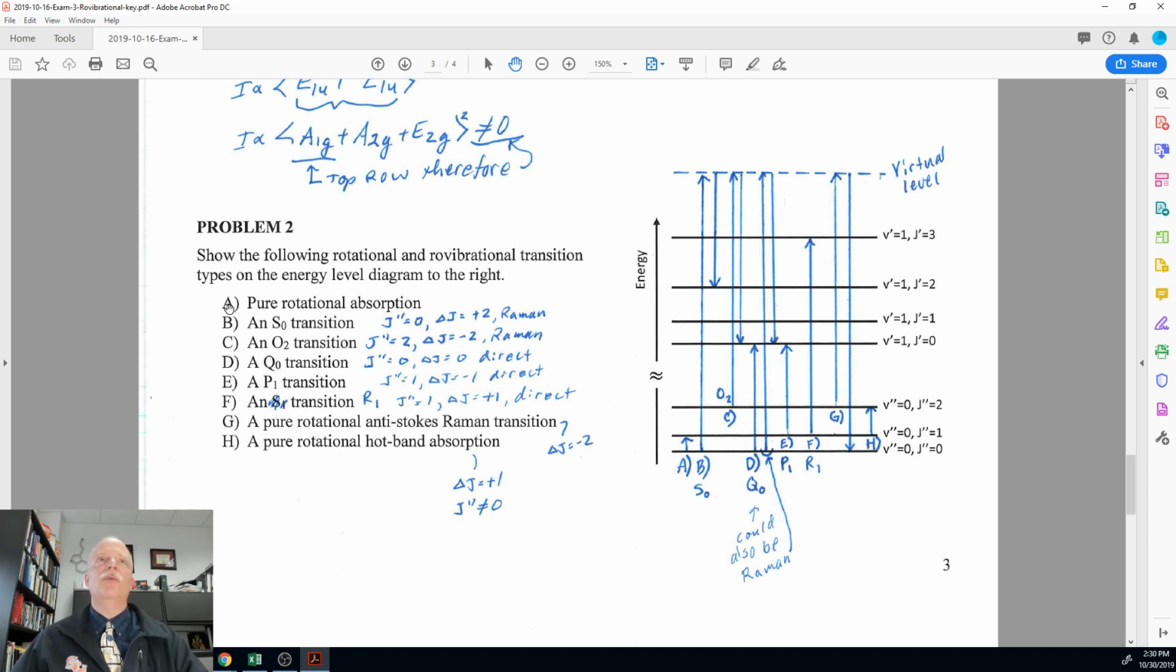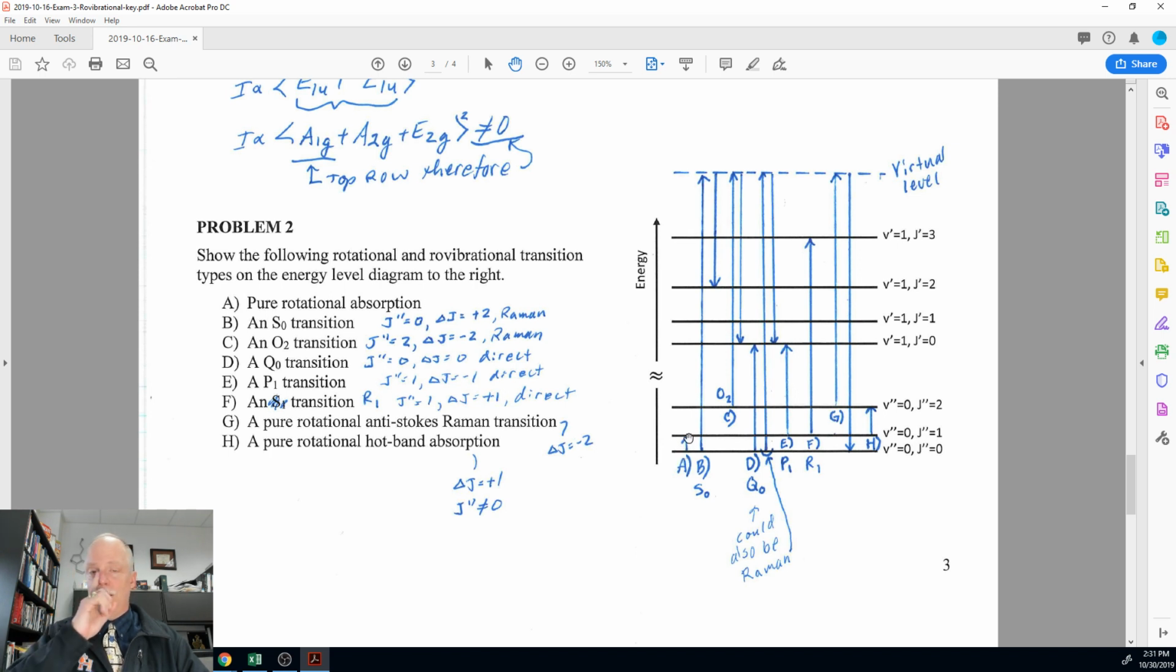So it starts out with a pure rotational absorption. Here it just says any pure rotational absorption. You might be able to show this one, 0 to 1 in the excited state. I would have counted that as fine. But let's go with the ground state to the first excited state in terms of rotation. So J equals 0 to J equals 1.